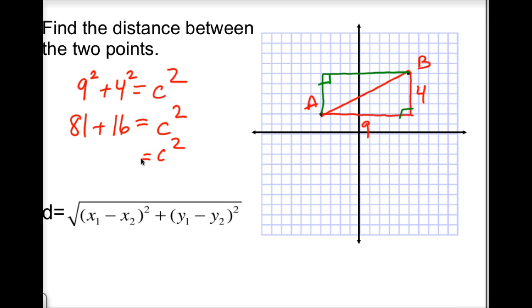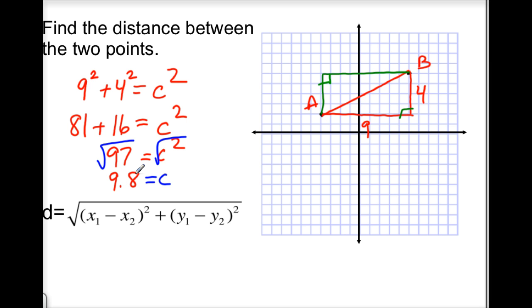81 plus 16 gives me 97. Take the square root of that. So I get c equals 9.8 units, rounded to the nearest tenth.